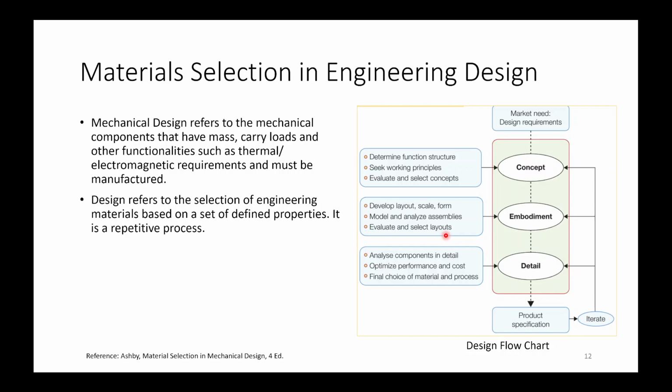Then we require detailing. So we go for analyzing components in detail. We optimize performance and cost, and make the final choice of material and process. Then we go for product specification. Then iterate, which means we repeat these processes until we get a very efficient design for our application.